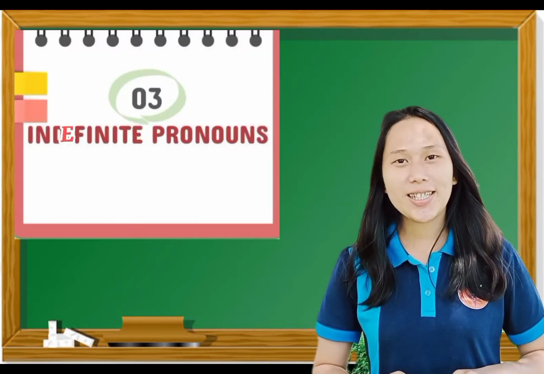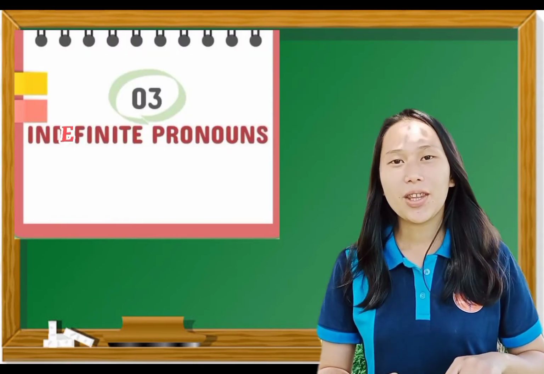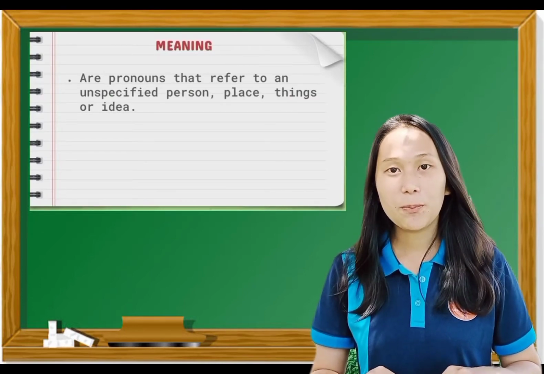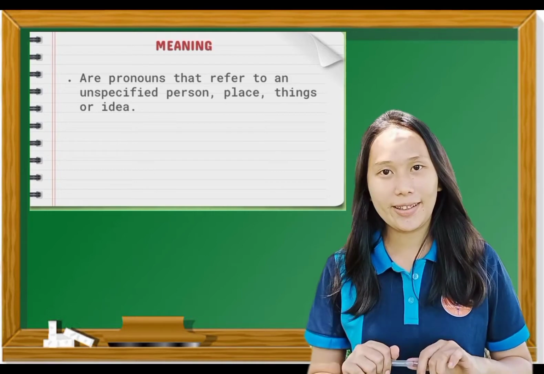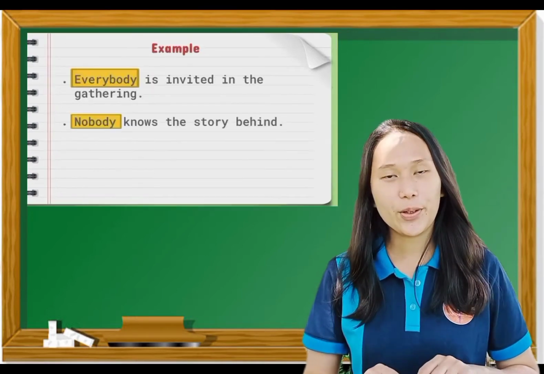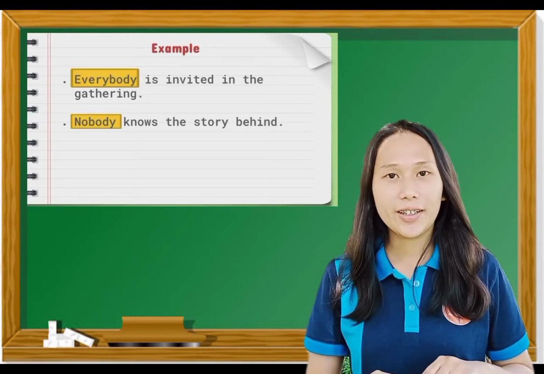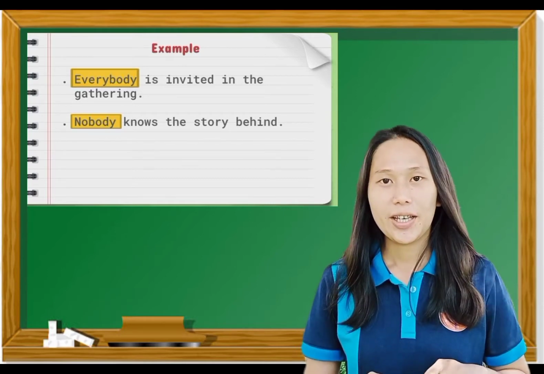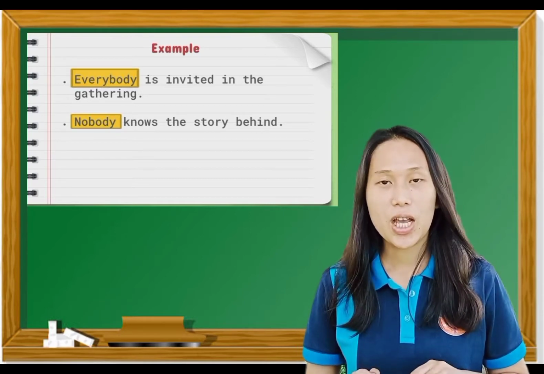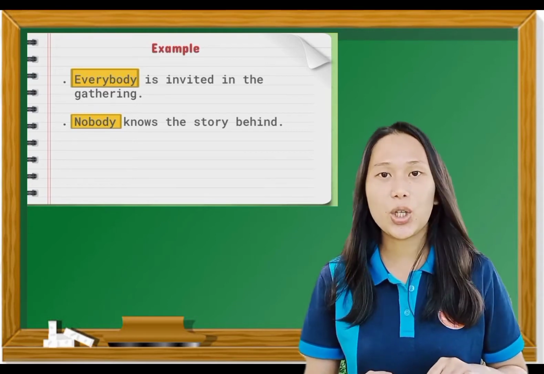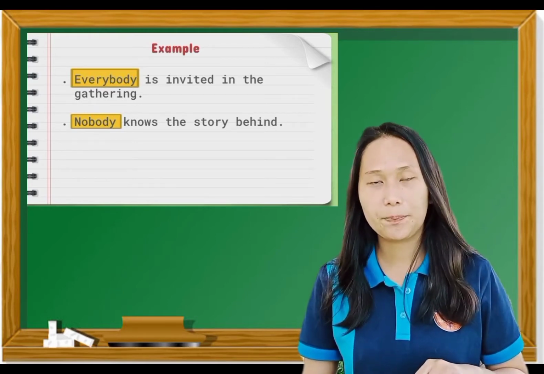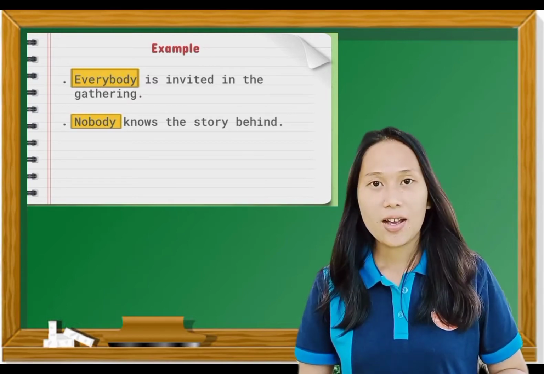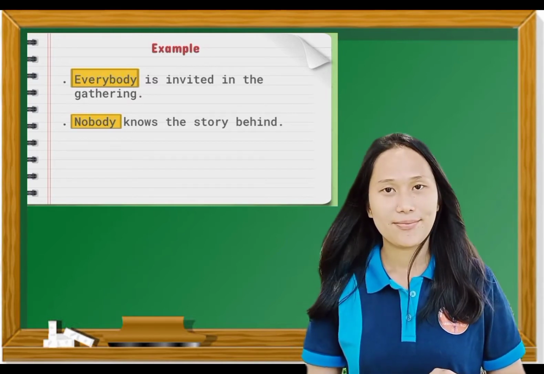The third one is the indefinite pronouns. These are the pronouns that refer to unspecified person, place, things, or idea. Example, everybody is invited to the gathering. So the word everybody is the indefinite pronoun. The second is that nobody knows the story behind. The word nobody is the indefinite pronoun.